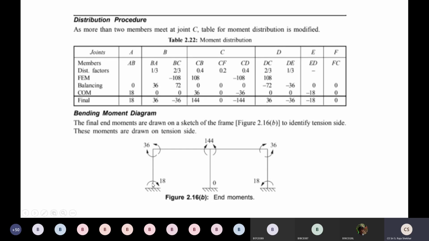I'm represented here in the clockwise direction. Positive, so I have represented the clockwise direction. For a BA member, this is B and this is A. For a BA member, clockwise movement is acting.